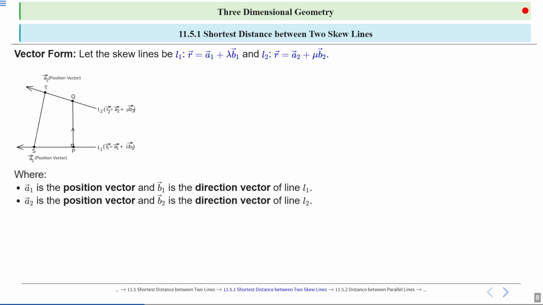Now let's look at the second line L2. In the equation r vector equals a2 plus mu b2 vector, the vector a2 is the position vector for L2, showing where this line begins. Finally, let's talk about the parameters lambda and mu. These are scalar values that can take any real number and they allow us to generate every possible point along each line, right?